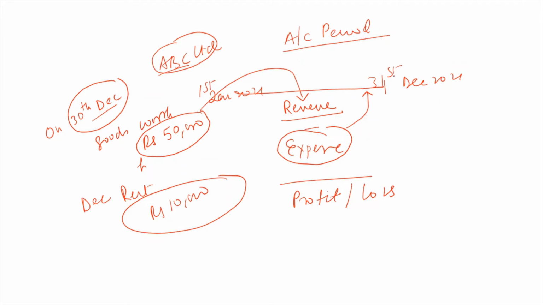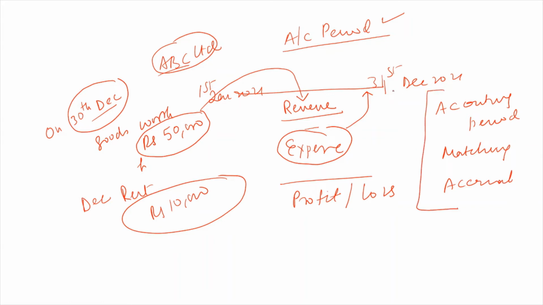So now you can understand the linkages between three principles. One is the accounting period principle, the other is the matching principle, and the third is the accrual principle. So these three principles: accounting period, which we have discussed in the previous session, then the matching principle, I have to match the revenue for this period with the expense incurred in this period only, and the accrual principle. In this transaction we have seen all three principles are working in totality.